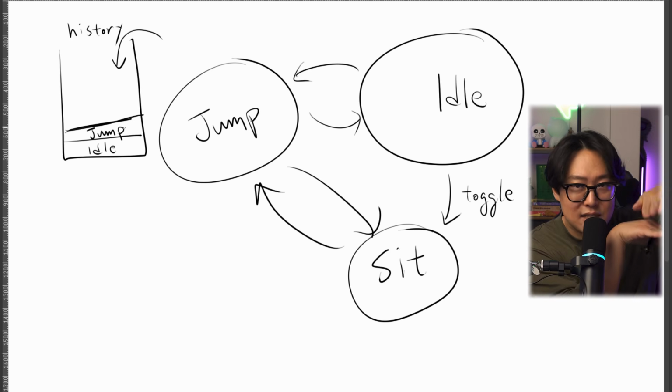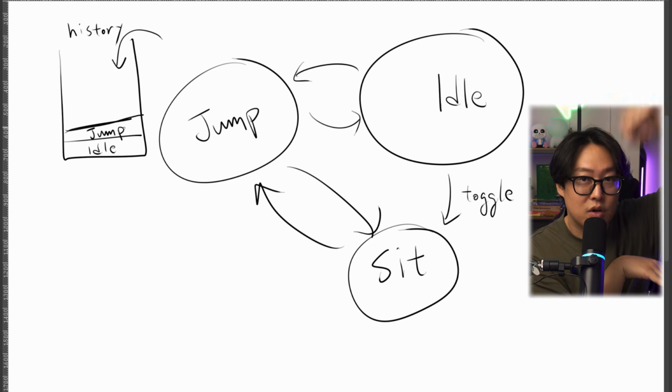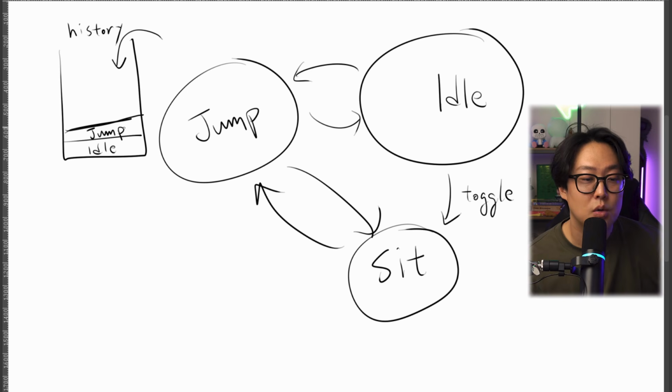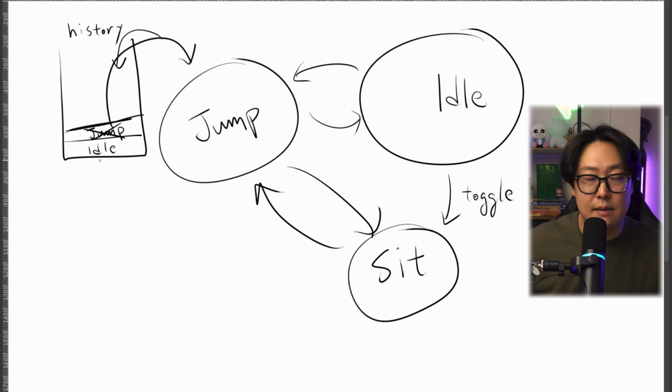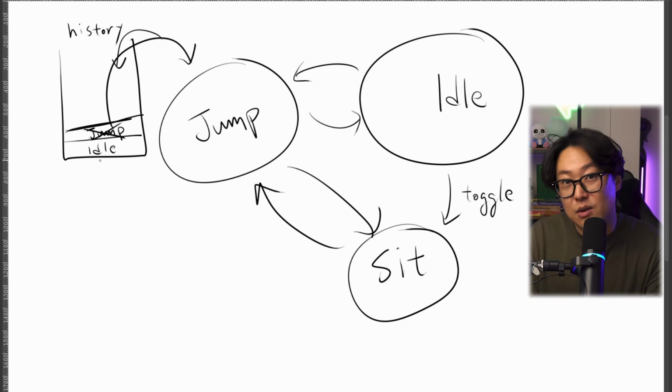It's like a stack is a tray that's stacked on top of each other. So we're taking the top out. So jump will be taken out on pop. And then now we're at idle, so we go back to the idle. And it's the same example if sit is at the bottom. So this stack-based state machine, or pushdown automata, would be used for history keeping.